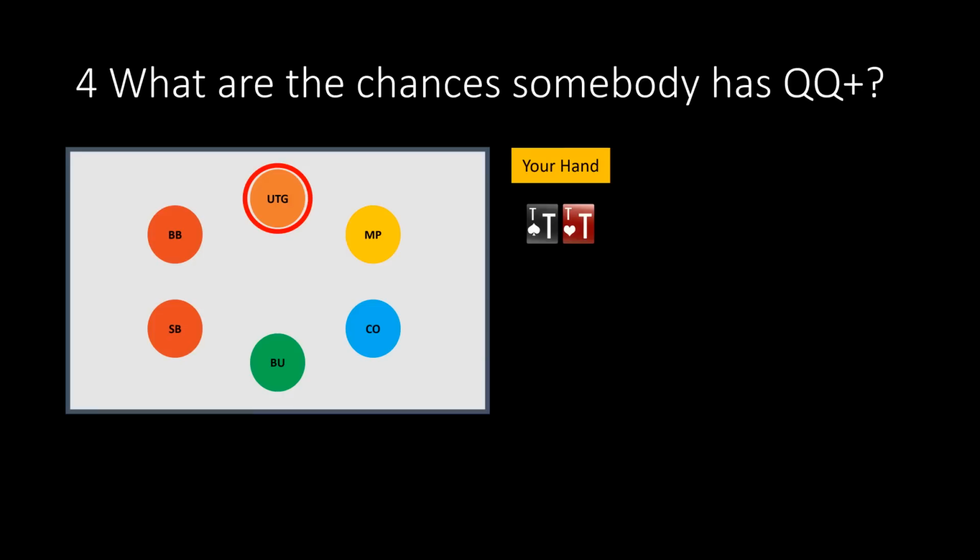I'm going to have a look at some removal effects here. When we have tens, ace five suited, and ace king, the chances of being up against a very strong hand are actually different.